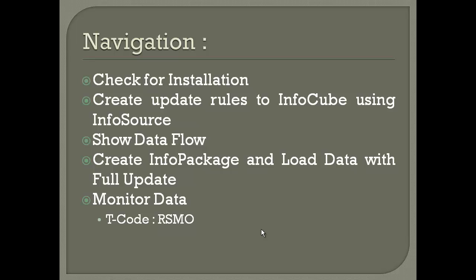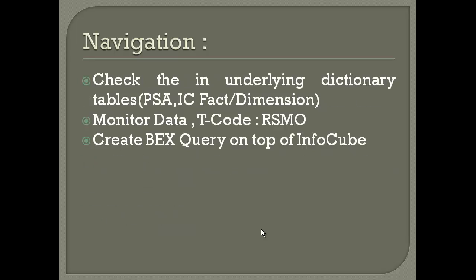Monitor the data using transaction code RSMO. Check in the underlying dictionary tables, like the PSA or InfoCube fact or dimension tables. Then monitor the data using transaction code RSMO. Then create a BEx query on top of the InfoCubes. This is the navigation which we are going to follow here. Let's do the navigations.